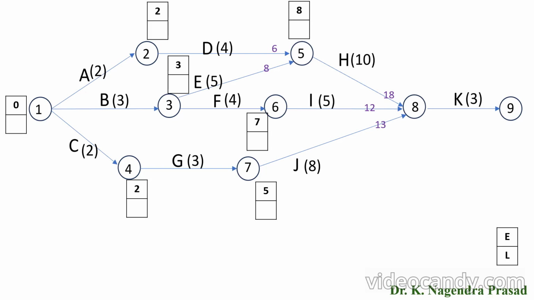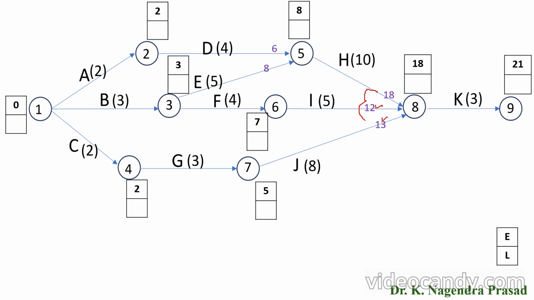Here observe that event 8 is the merge event for the activities H, I and J. In this condition, we have to consider the finish time at event 8 as the maximum time among 18, 12 and 13. So the maximum time is 18. So the earliest finish time at event 8 is 18. Next, the finish time for activity K is 18 plus 3, which is 21.